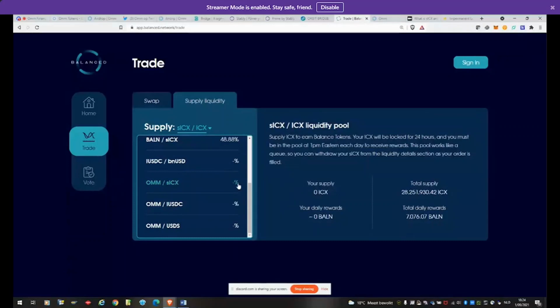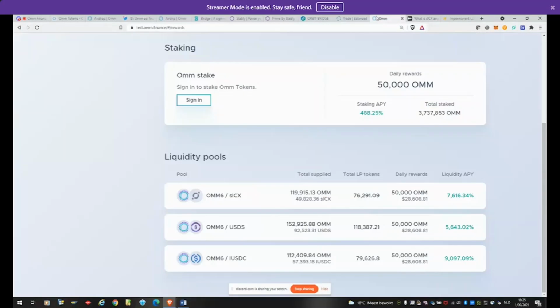So, talking about supplying liquidity. When you're supplying liquidity in these three pairs, you earn LP tokens. Those LP tokens you cannot see on chain. You will not see them in your wallet address when you go to the ICON tracker. But, and this is also important, do not forget, do not just supply here. Before you start earning OMM tokens, you have to go to OMM.